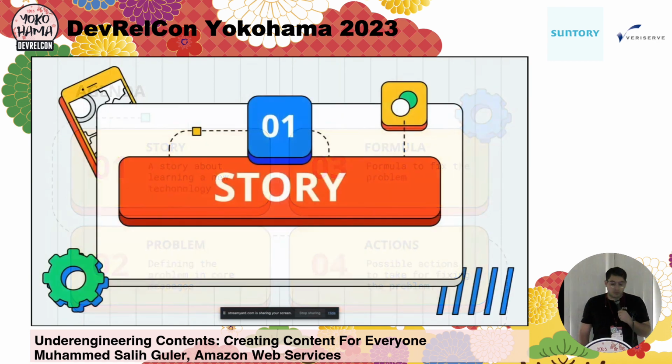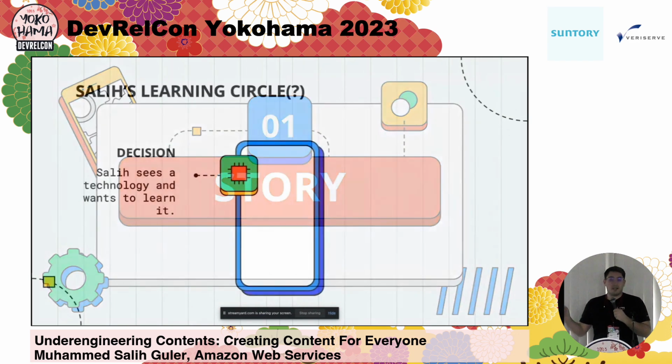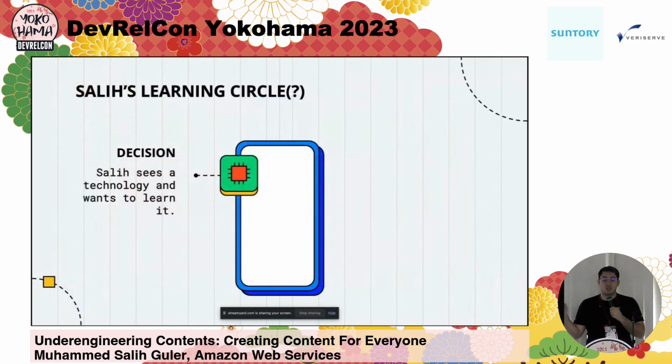All right, story. The story starts with the decision. The decision is that Salih, the developer, sees a new technology and wants to learn it. Why do I want to learn it? When I started my career, I started off with this droid thinking. And I saw this and I was like, okay, this is so cute. And what do I learn with this? It's Android development. So I started to learn Android development.